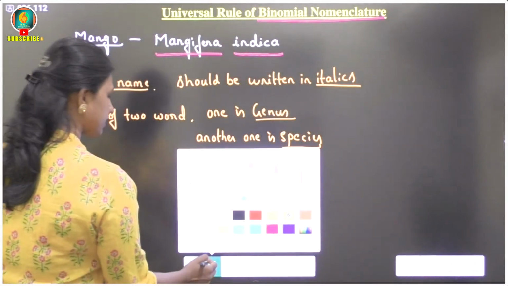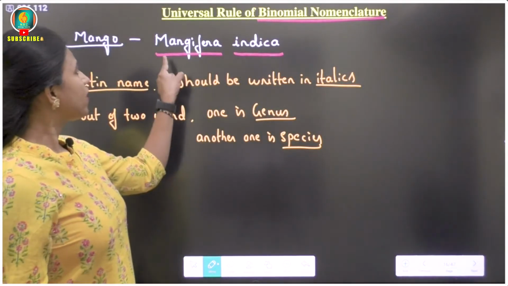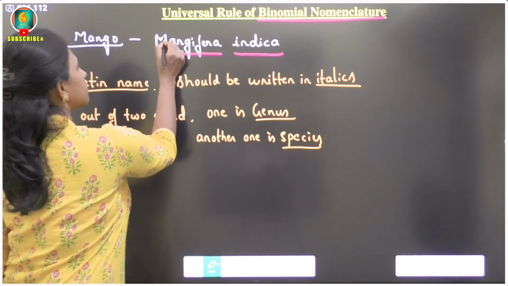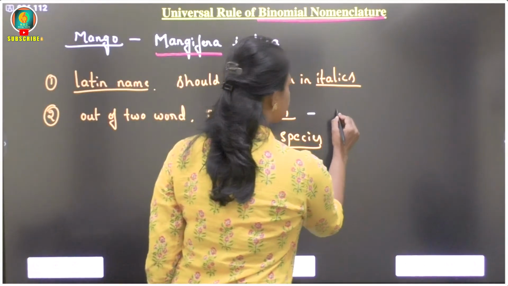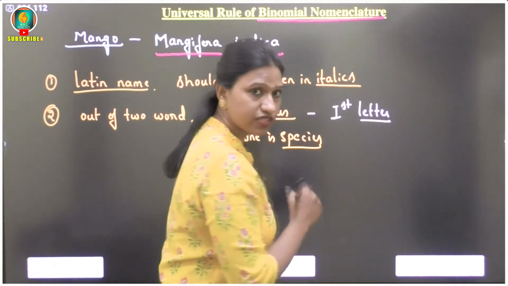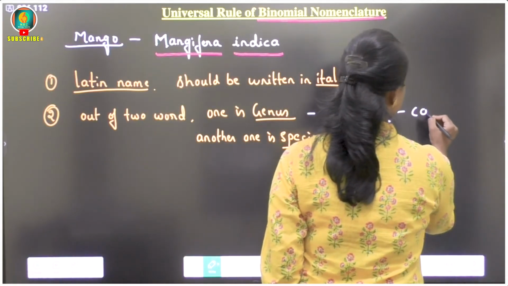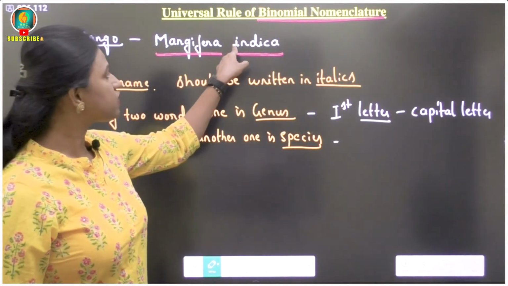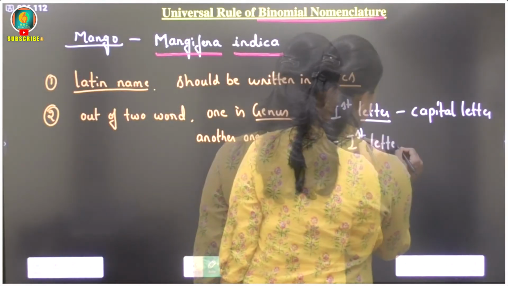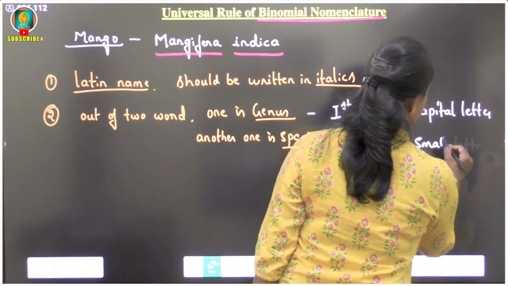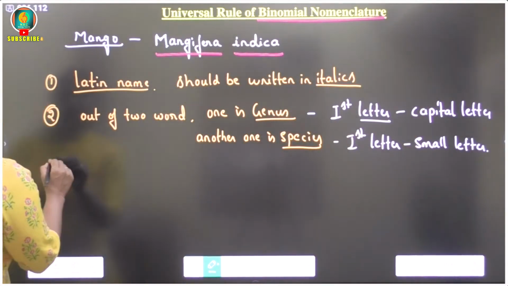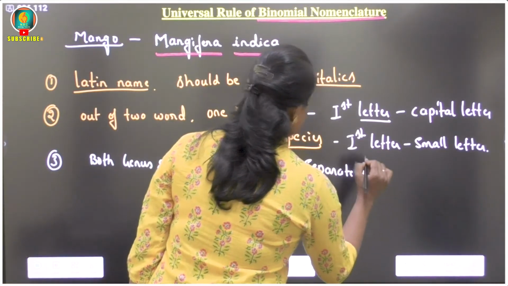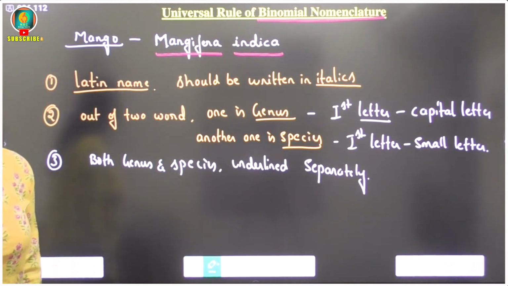Now if you observe carefully here, while writing the genus name I have used a capital letter. So the first letter of the genus is always a capital letter. Likewise, the first letter of the species always begins with a small letter. And the third property, as I already said, is that it should be underlined separately. So these are the rules you need to follow.